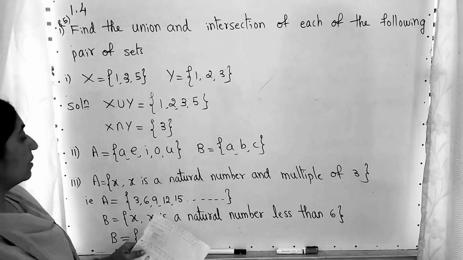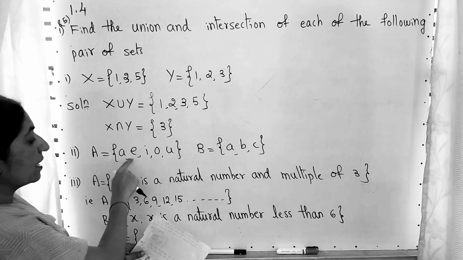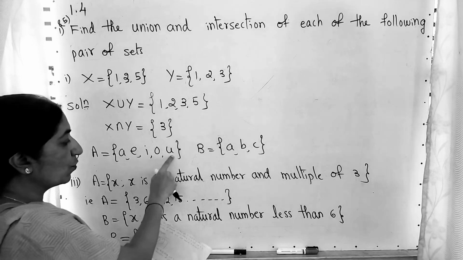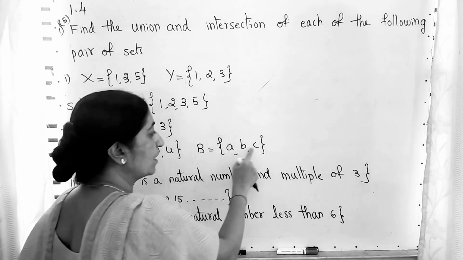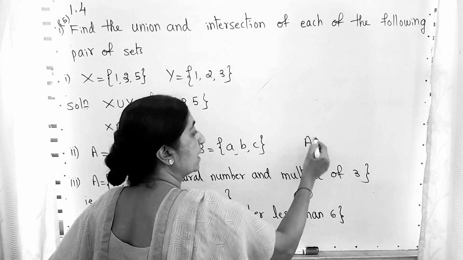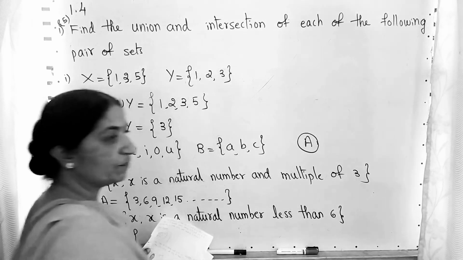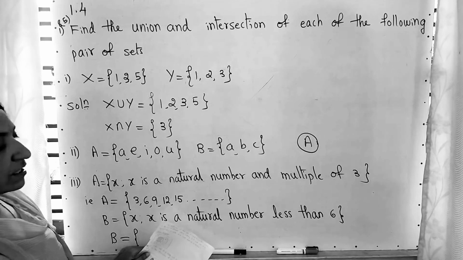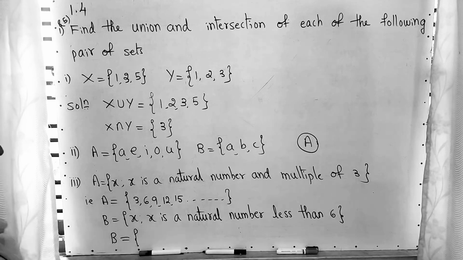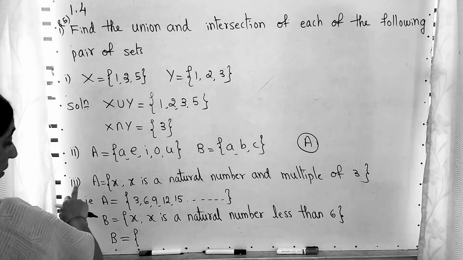See the second one. The set A is A, E, I, O, U. B is A, B, C. Here also we have to write the union and the intersection. And I am giving you this as an assignment, that is homework.